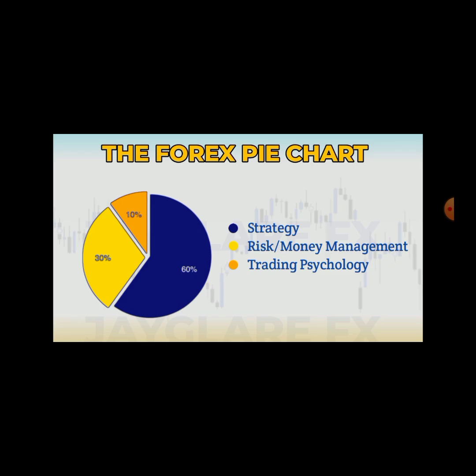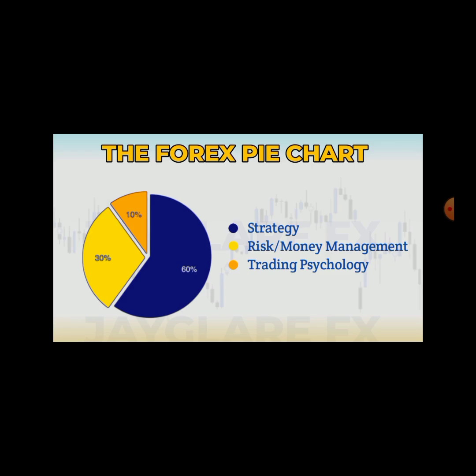Now, strategy is 10% of trading. What we are learning, basically, is that strategy is just 10%. Risk management is 30%. That is how you're able to manage your money. And then trading psychology is 60%, meaning it's one of the greatest aspects of Forex.